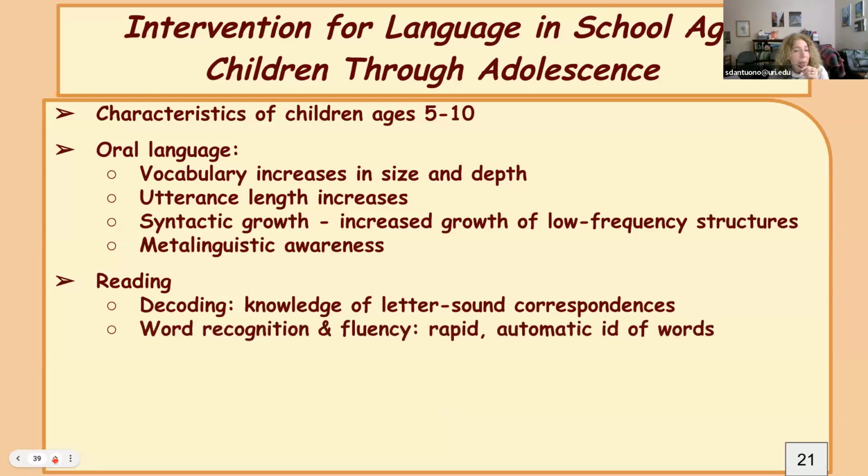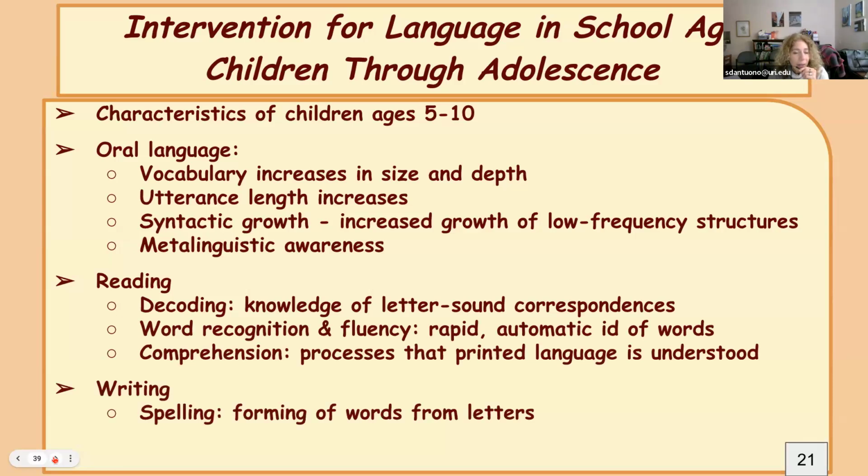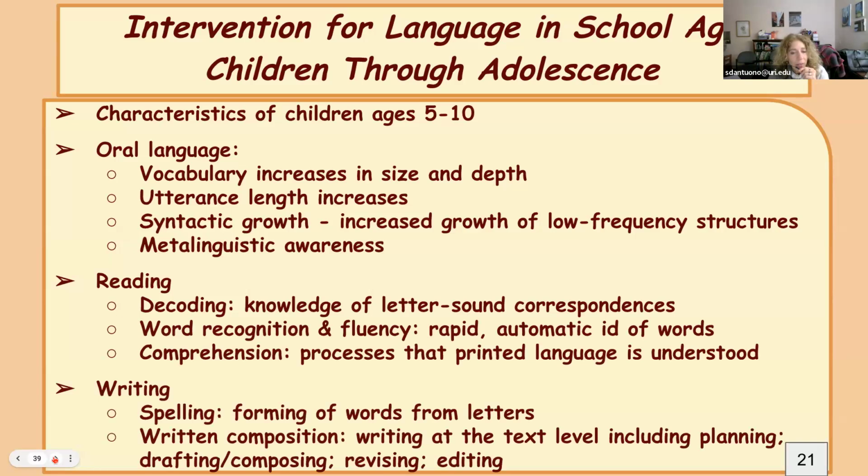Often in 3rd grade, you hear that children go from learning to read to reading to learn, right? So if they aren't ready to use the skills to be able to read to learn, they're going to fall behind pretty quickly. Word recognition and fluency, rapid automatic identification of words, comprehension, processes that printed language is understood. And in writing, they're learning to spell, forming words from letters, written composition. They're writing at the text level, including planning, drafting, revising, and editing. So a lot goes on in the school during this time period.